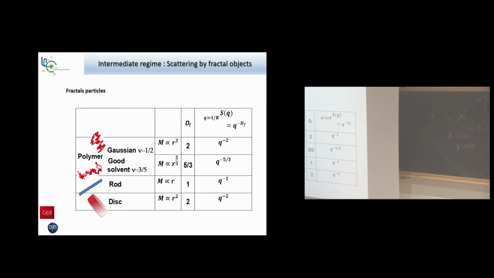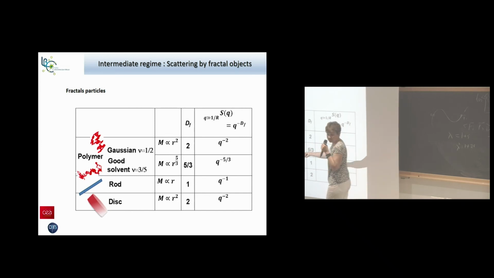If you look at this side, it's a rod. If you look at this side, it's a rod. So the molecular weight of the rod varies as the length of the rod. The fractal dimension of a rod is 1. So you will see a Q to the minus 1 dependence of the scattering intensity, meaning that the molecule that you are looking at is elongated, looks like a rod.